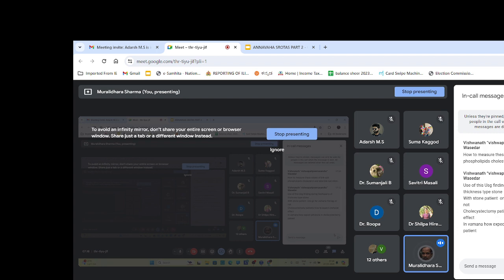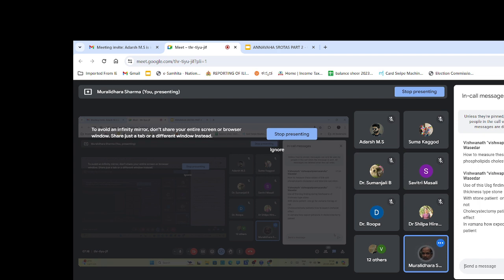Then another question is about the use of USG findings during snehapana in thickness type of stone. With a stone patient, does one go for Vamana therapy or not? As far as stones and Vamana, I think it is not a contraindication if the patient is asymptomatic. But if the patient is symptomatic and has cholecystitis, I think it is better to avoid Vamana. In asymptomatic patients, definitely Vamana can be given.